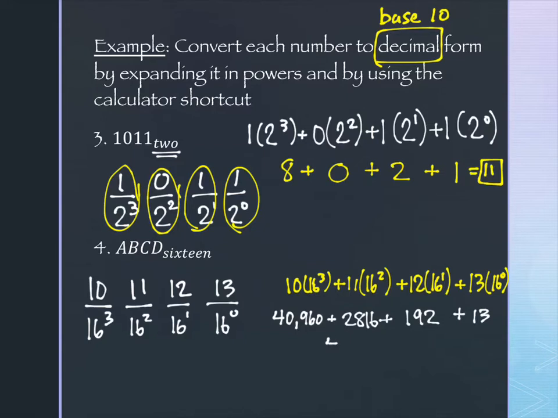Good, that's what's on my paper. 43,981 is what I have. What you got? Okay, so I like the power system because it mimics exactly what we've already done.